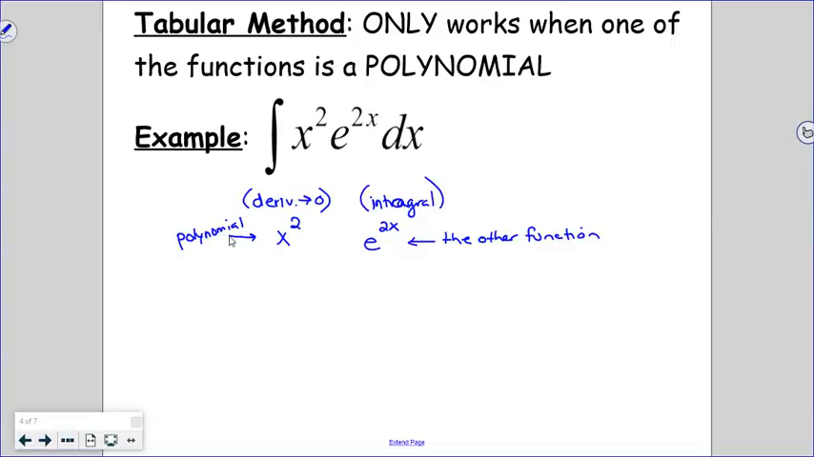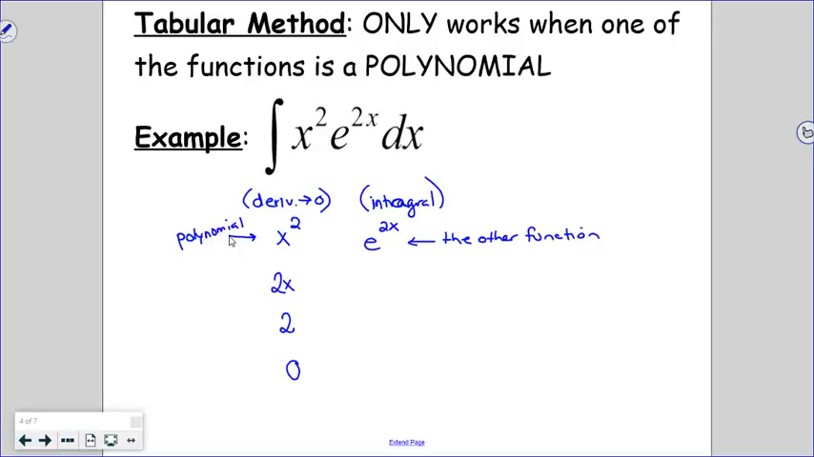Each time until we match the number of rows that the first column has. So let me show you what I'm talking about. Our first polynomial is an x squared. Its derivative would be 2x. And I just keep taking the derivative. So the derivative of 2x would be 2. Take the derivative one more time. The derivative of 2 is 0. Once I finally get to a 0, you're done with that column.